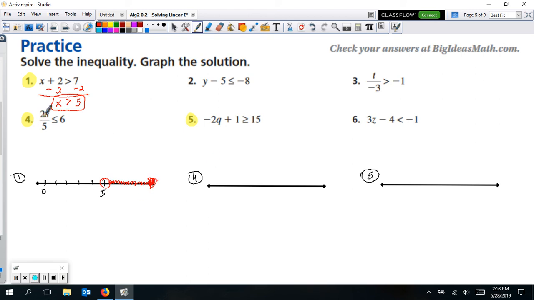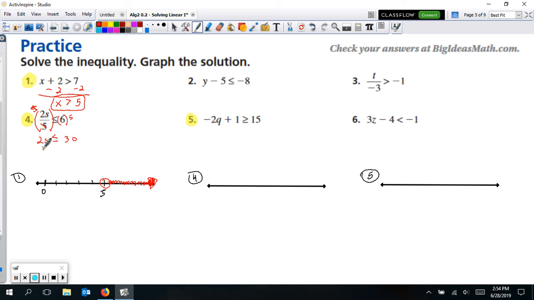All right, let's go on to this number 4 problem. We see it's a fraction, so whenever we see a fraction, let's get rid of that fraction, right? So let's multiply both sides here by 5, the denominator. Always multiply by what's on the bottom, the denominator. And so that's going to cancel out the 5 down here. Leaves me now with just the 2s, because this 5 cancels with this 5. And now I just have 2s is less than or equal to 6 times 5, which is 30.